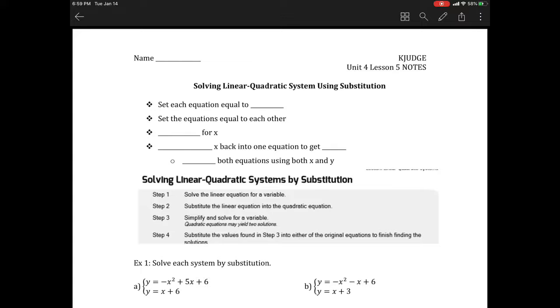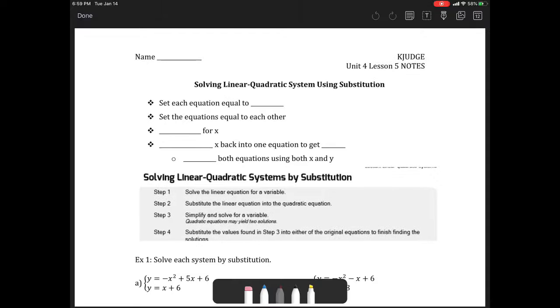So this is Unit 4, Lesson 5, Solving Linear Quadratic System Using Substitution. So if you remember, we did substitution back in Unit 2. This one is going to be using both linear and quadratic equations.